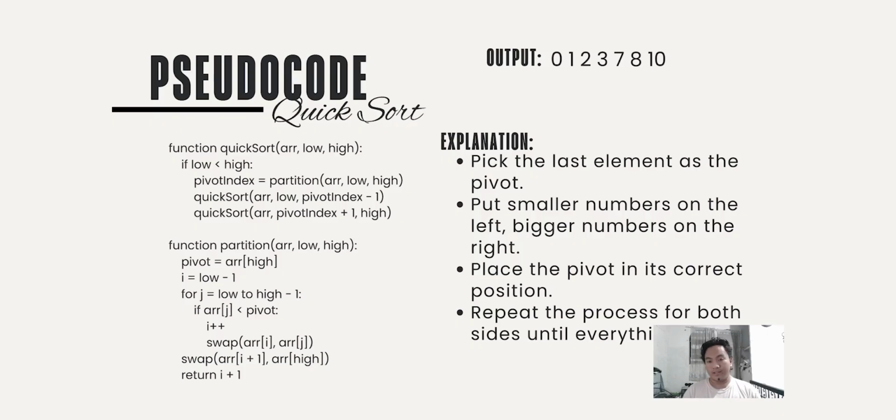To summarize, first, pick a pivot, which is the last element. Next, put smaller numbers on the left and bigger numbers on the right. Third is place the pivot in its correct position. And number 4 is repeat the process for both sides until everything is sorted.